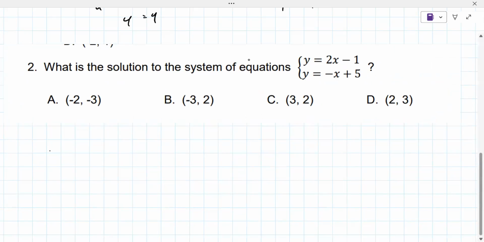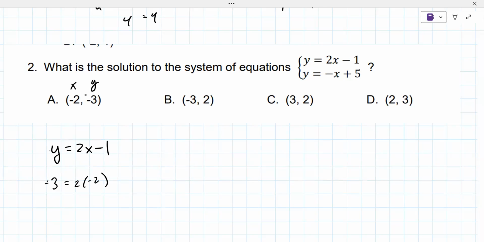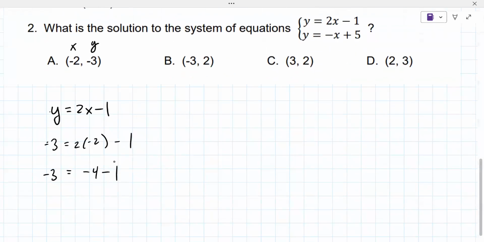Okay, so let's look at the first equation. And let's look at the first answer. And see how x is -2 and y is -3 here or not? Yes. Okay, so you're putting those in. -3 equals 2 times -2 minus 1. So is this true? Is -3 equal to -5?